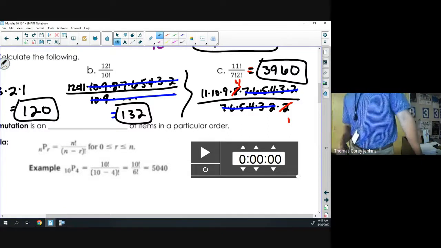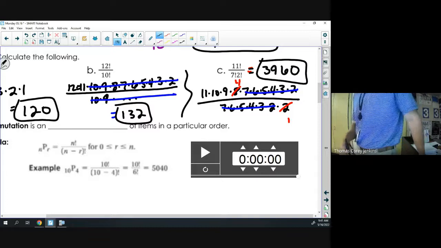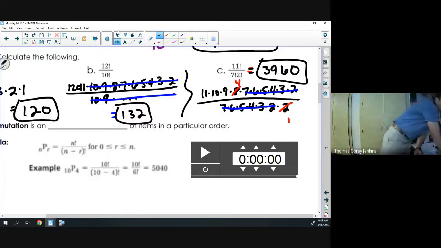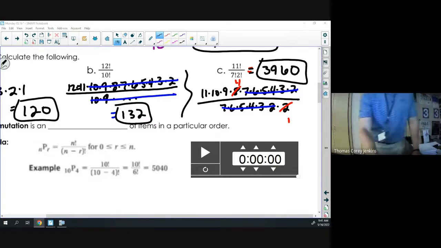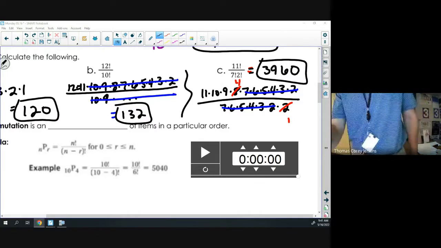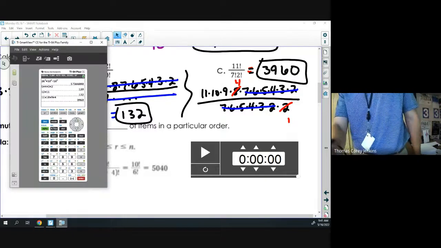Now, before we move on, there may be an even easier way to type this in, and I'm going to go over that, and then we'll move on. Okay, so without even canceling, doing this less so by hand and more using our calculator. This is how we can take a shortcut on our calculator here.